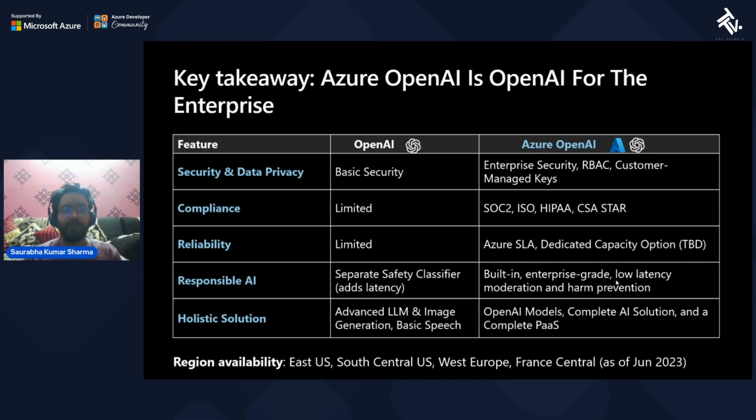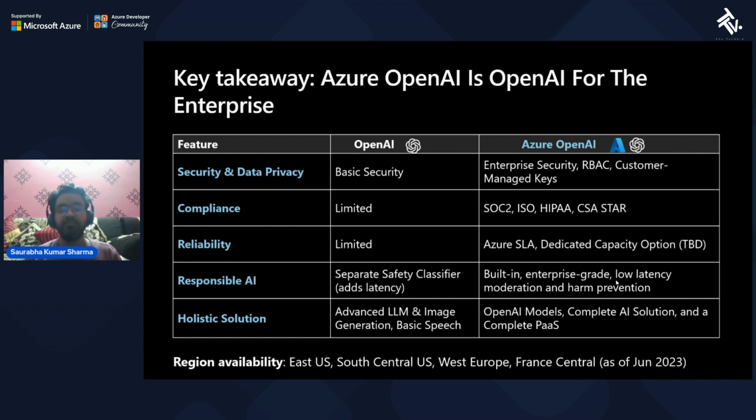In OpenAI, responsible AI is separate, with a safety classifier, whereas in Azure OpenAI it's built in at enterprise-grade level, with low latency, moderation, and harm prevention. Also, in OpenAI you get some holistic solutions like advanced LLMs, image generation, and basic speech, whereas Azure OpenAI gives you a complete AI solution and a complete PaaS service as well. PaaS is platform as a service.